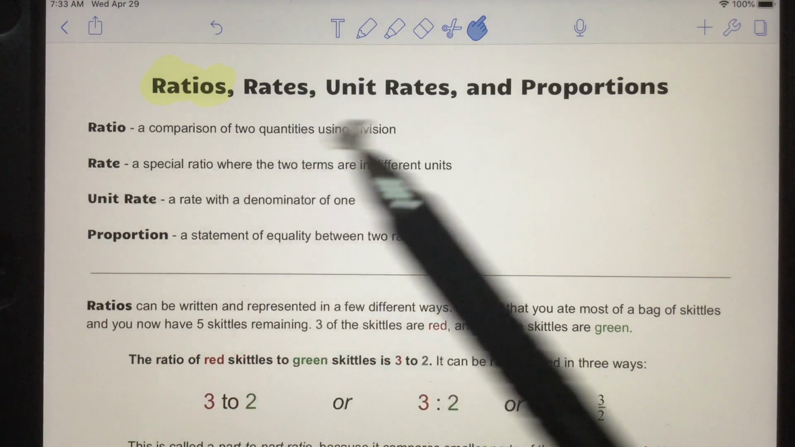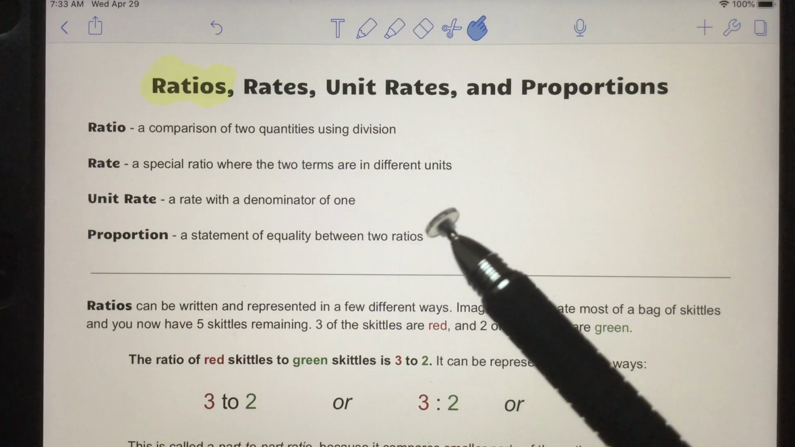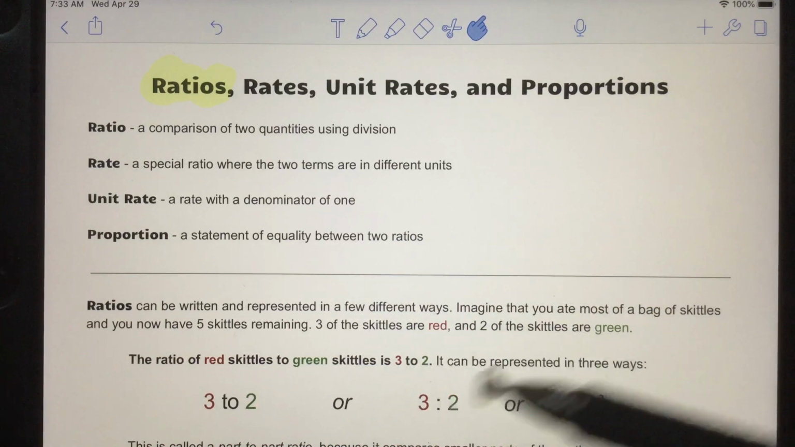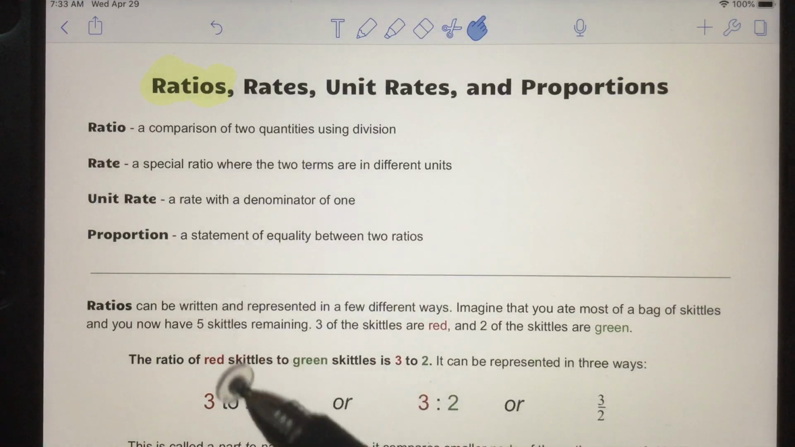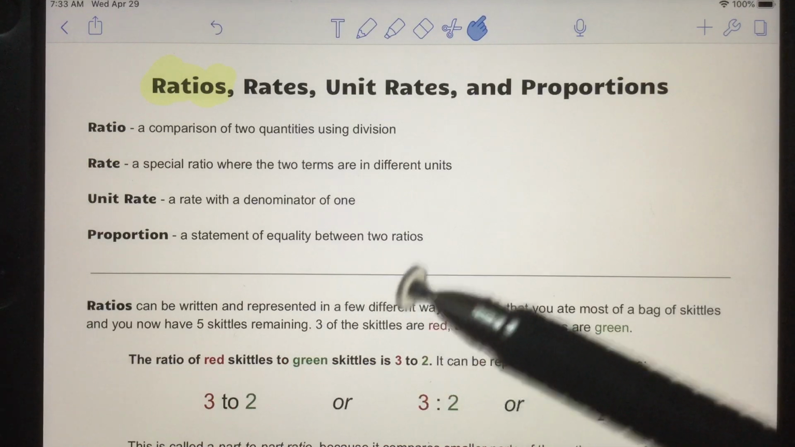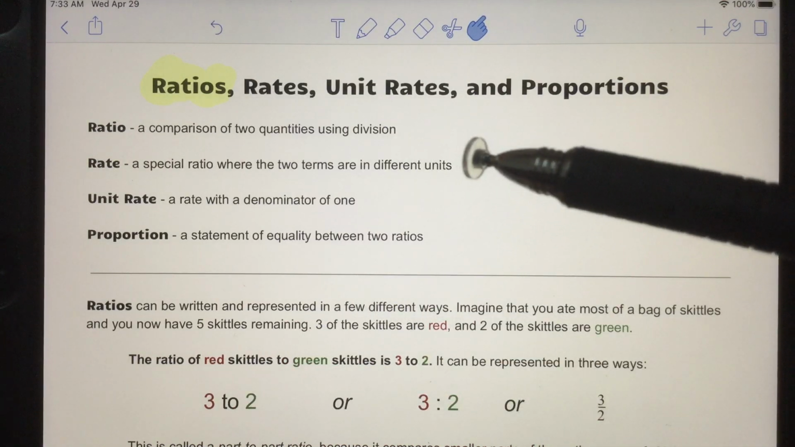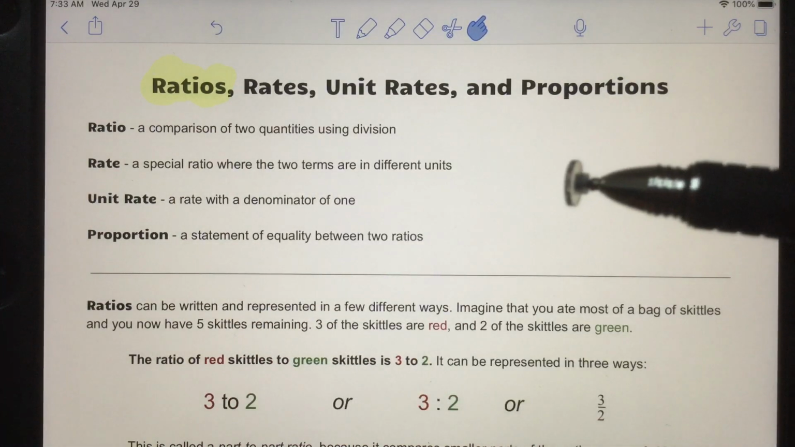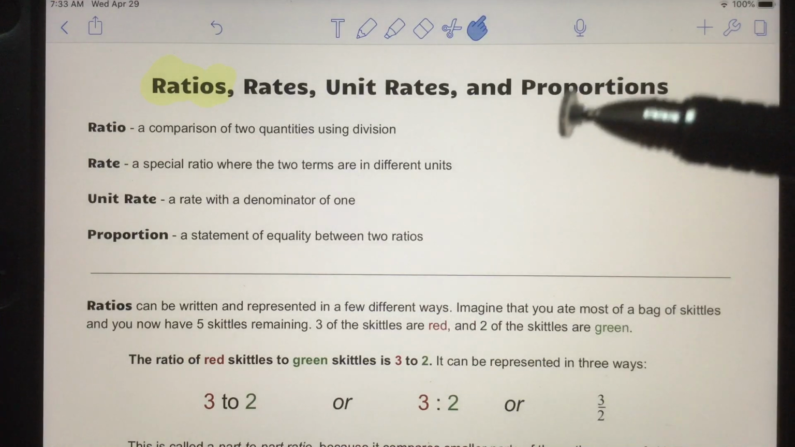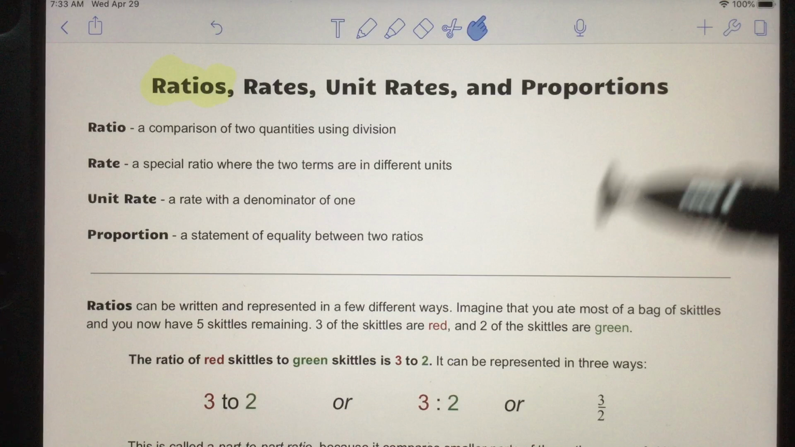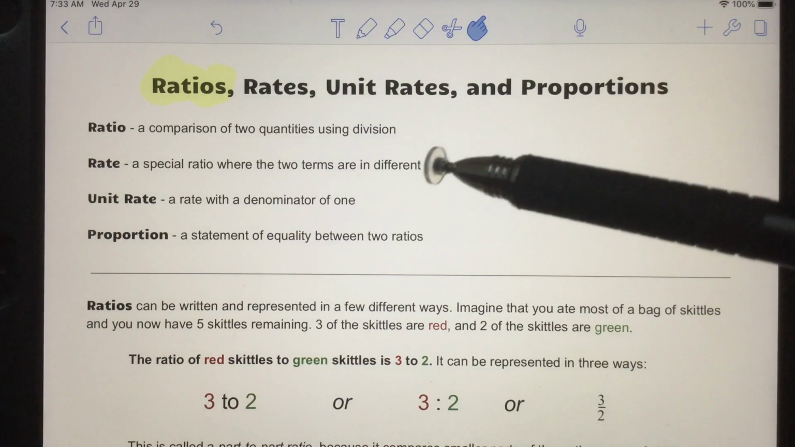A rate is a special ratio where two terms are in different units. So today, all of the ratios we're going to talk about are Skittles. The examples I used are Skittles. And we'll be comparing red Skittles to green Skittles, or red Skittles to all the Skittles. But when we change the units, like if we start talking about the cost per pound, the dollars per pound, or we went 350 miles in 7 hours, those are different units. We're measuring different things. Then it becomes a rate.